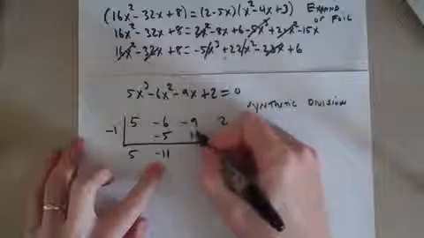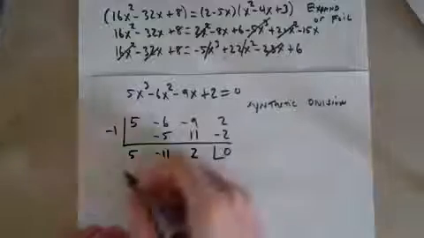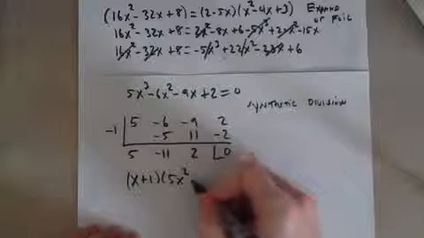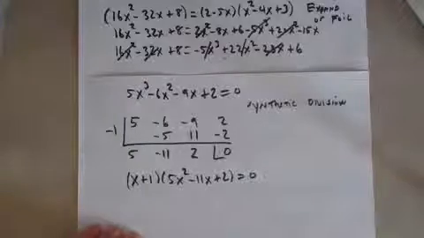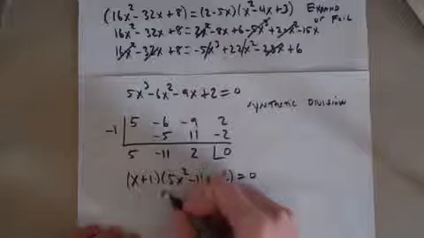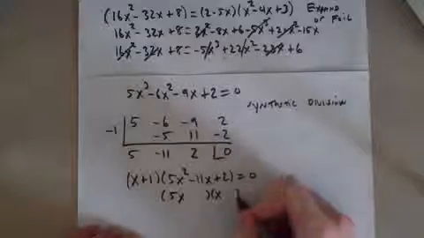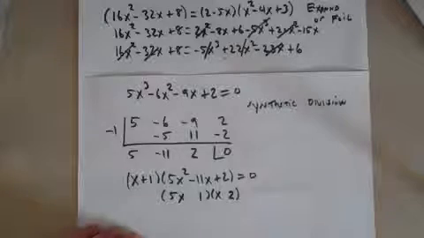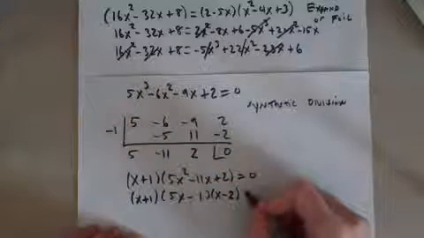Negative 1 times negative 11. Okay, it works. So this means x plus 1 times 5x squared minus 11x plus 2. This can be factored. You could also use the quadratic formula. So 2, it's got to be 1 and 2. And it's got to be minus minus. Again, guys, this is a tough problem.